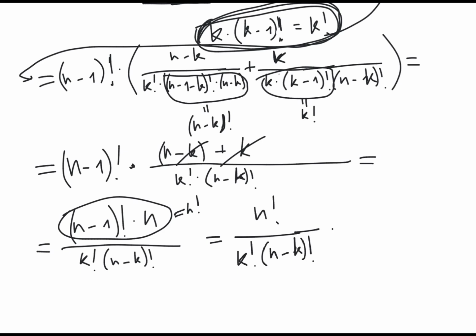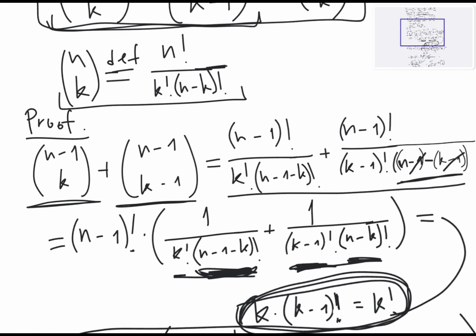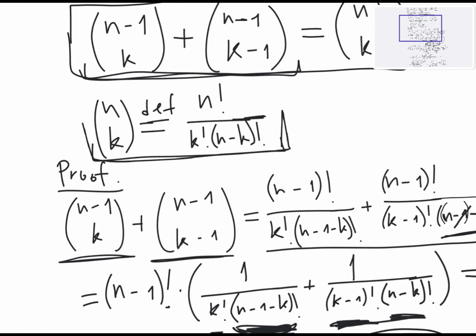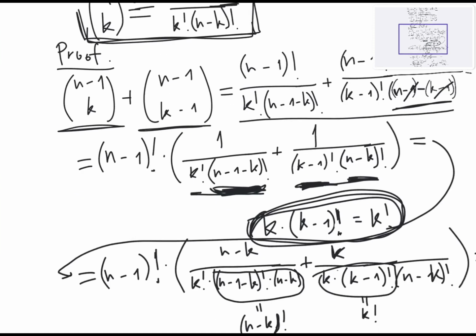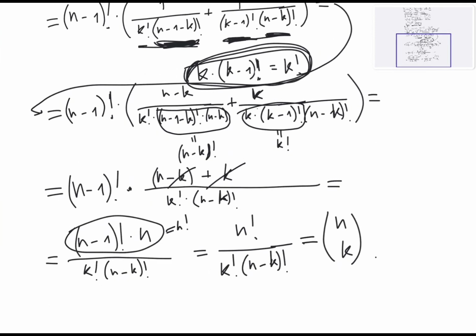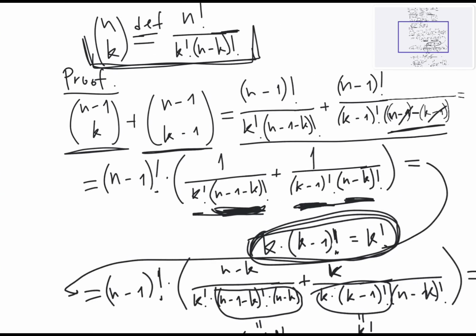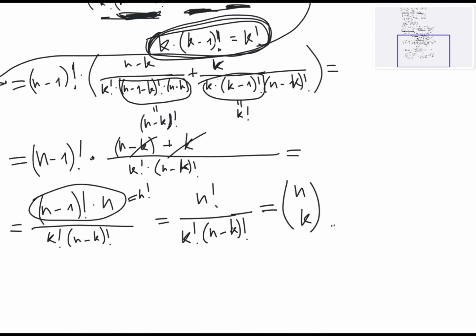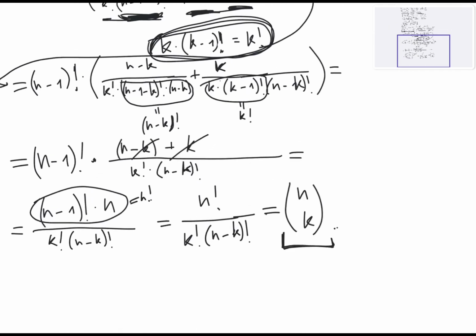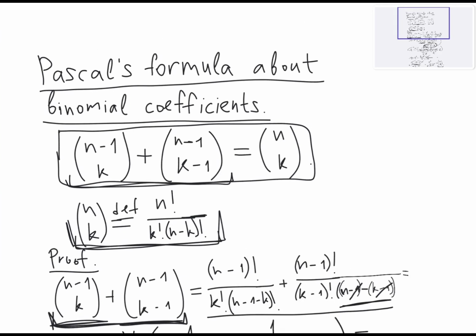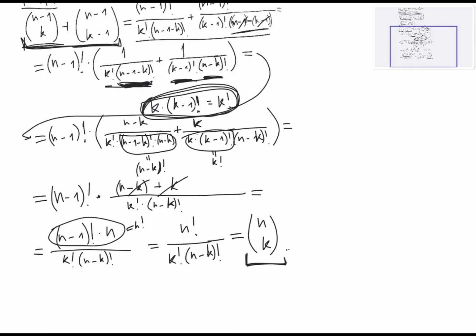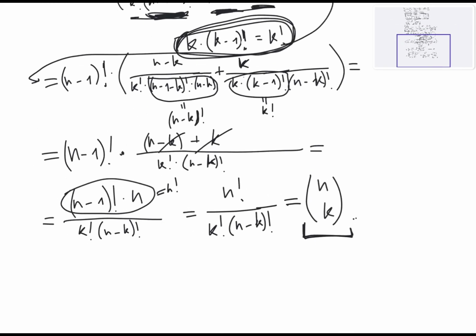And this is by definition the binomial coefficient. This is exactly this definition, right? So this basically concludes the proof. We started with this sum of two binomial coefficients, and we arrived at this binomial coefficient, and this is exactly what we needed. This is exactly the identity that we needed to prove. So this concludes the proof.